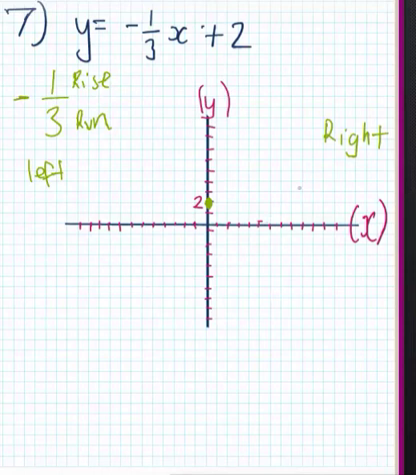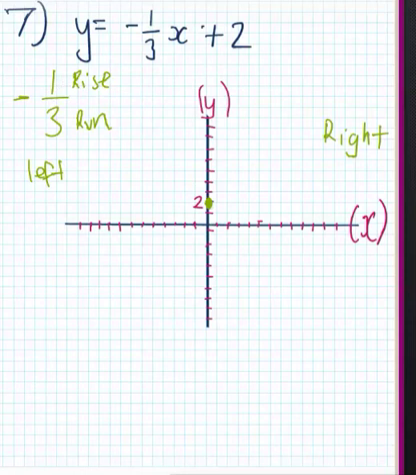So keep that important tip in mind. We always go to the right for the run. The rise, when starting off, might be up or down, depending on whether our gradient is negative or positive. So the first point for this equation, the starting point, is 2, the y-intercept, and now I am going downhill, and my rise is 1.